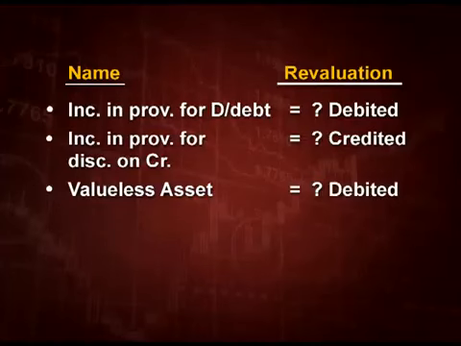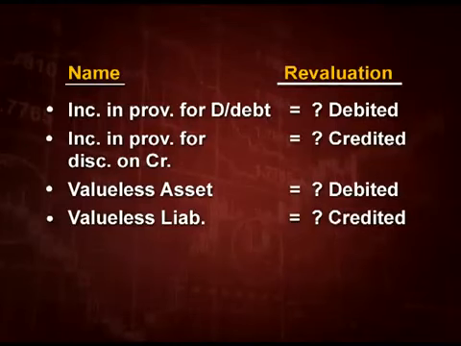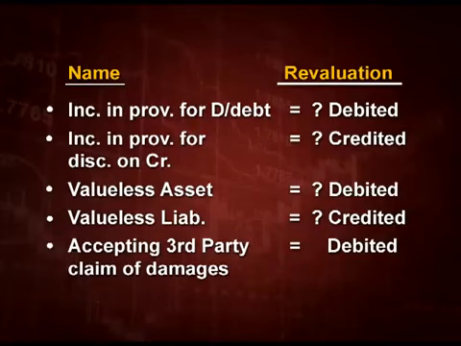Now what about valueless asset, the assets which are not having any value, yes, it is a loss for you, so it will be debited. And what about valueless liabilities? Valueless liability means you do not have to pay for them, so it is a gain for you and that will be credited. If we are accepting a third party claim of damages which was earlier not written in the books and now you are accepting it, it means you have to pay for it and that will be a loss for you and that is going to be debited. I have already written debited, right?